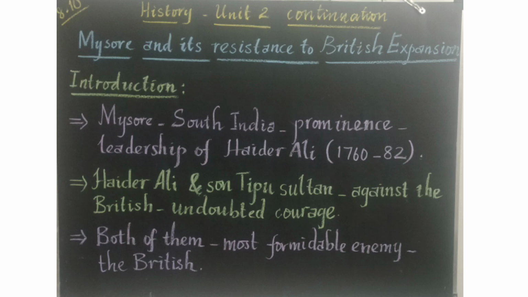And also his son Tipu Sultan ruled Mysore from 1782 to 1799. Both of them played a prominent role against the expansion of the British Empire in India. Both of them faced the English with undoubted courage. They were very fierce, courageous, brave people, and they fought against the British a lot. They didn't want the presence of the British in India, and they didn't like the expansion of British power in India.